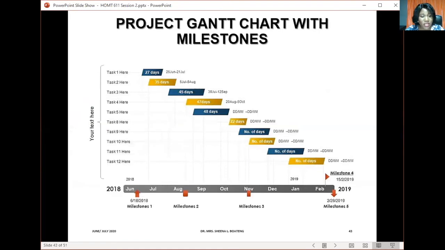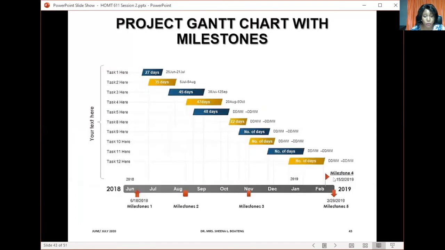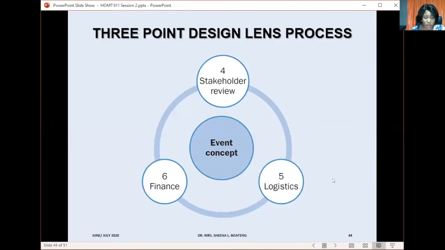Now, this is a more detailed version of the Gantt chart, which is actually telling us even the number of days within which you have to perform the specific tasks and activities, right? And the number of tasks that you have to perform, as well as the milestones that you have to reach throughout the process leading up to the main event. So these are all tools that as an event professional you can use to work out your logistics and the activities that you have to perform in order to ensure that the event will actually take place.